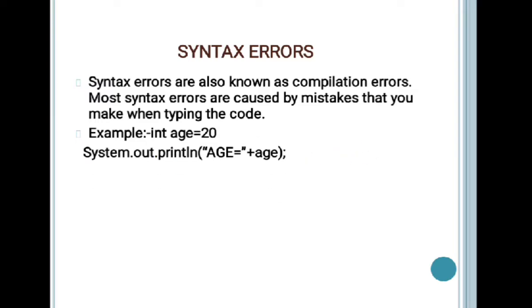So, and at last you have to print the value. As you can see, you have written int age equal to 20, but you have forgotten to put the semicolon. So this is a syntax type of error. These are the basic type of errors. That means if you are writing a wrong syntax, if you are using wrong data type, wrong variables, or misspelled words, these kinds of errors come under syntax errors.